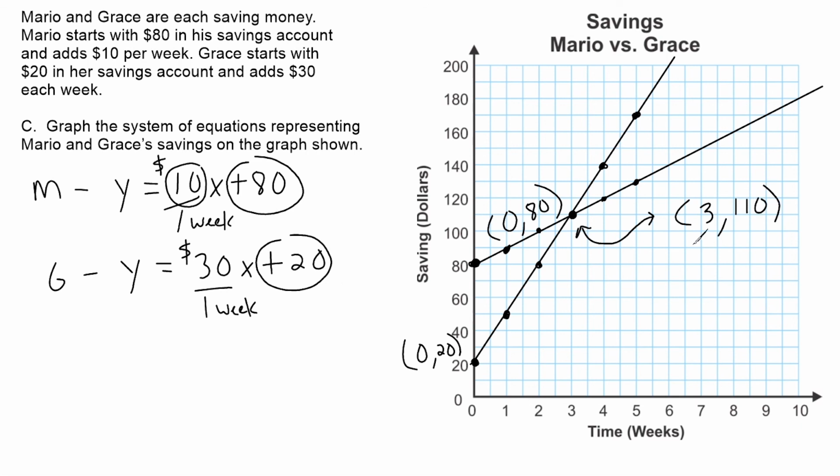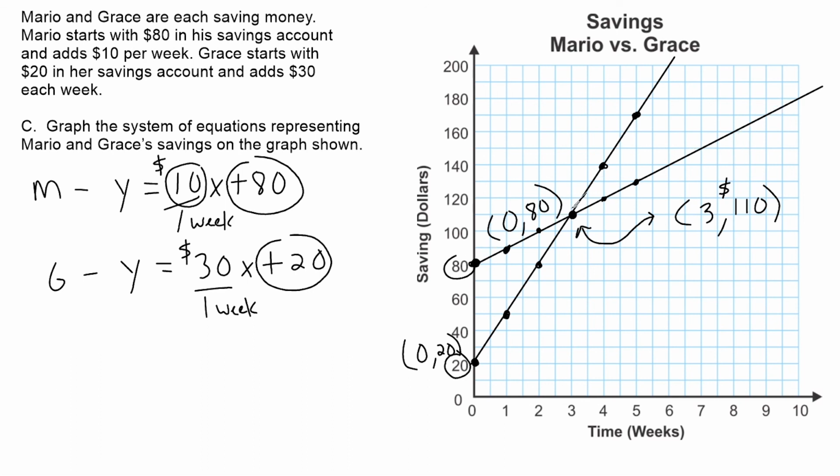Now, what that really means is that at 3 weeks, Grace and Mario would both have $110. So one thing that we should notice right away is, although Mario started out with more money and Grace started out with less, Grace's line is steeper. It has a higher slope, which means at some point she was going to pass up Mario. And Mario is saving less than Grace is, so his slope is more shallow and not as steep as Grace's line here.